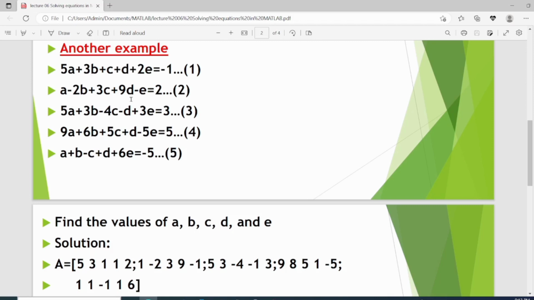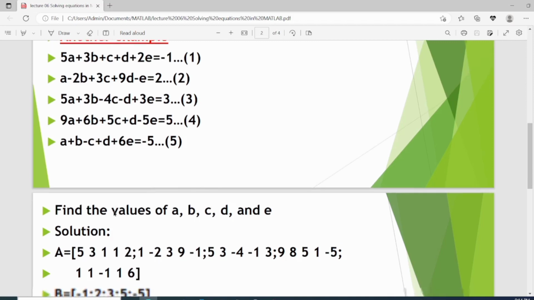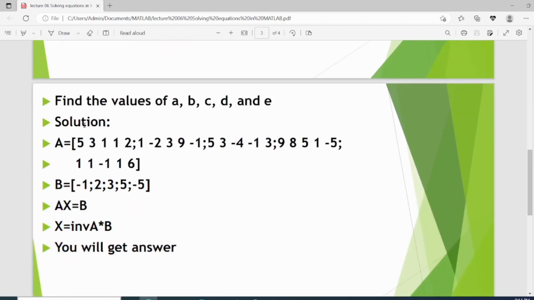So it means all these equations must be satisfied simultaneously by all these values. So we can put the a, b, c, d, and e values in equation 3, equation 1, equation 5. All the equations must be satisfied. It means the left hand side and the right hand side must be equal. So again, just write these equations in the matrix form.